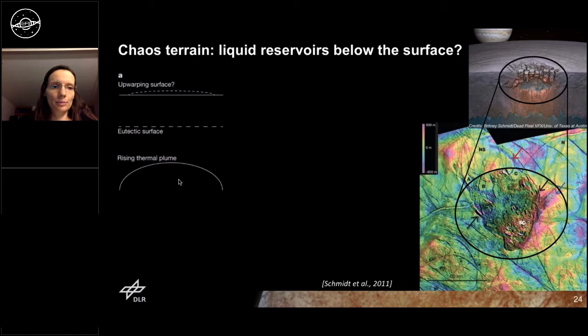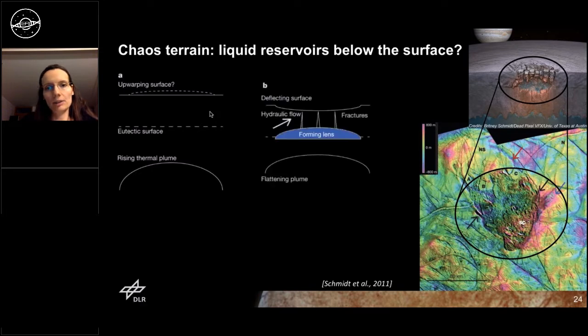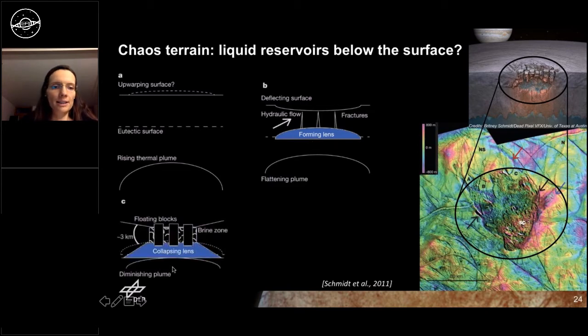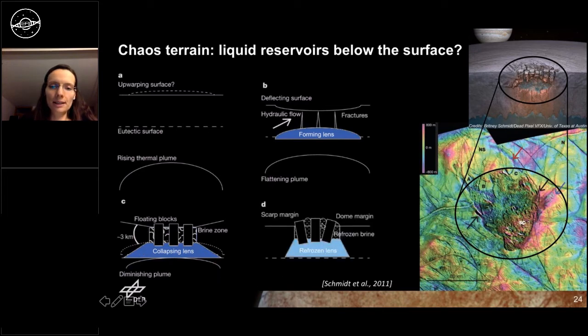So basically we have a rising thermal plume, as you can see here, and you see here an upwarding surface due to the plume that impinges on the lithosphere. You have here a eutectic surface, and you have here potentially salts that are contained in the ice shell. When this region here melts and forms a lens, you have a deflection of the surface due to volume change, and you create these kind of fractures and hydraulic flow that then creates these floating blocks in a briny layer, and the lens here collapses.